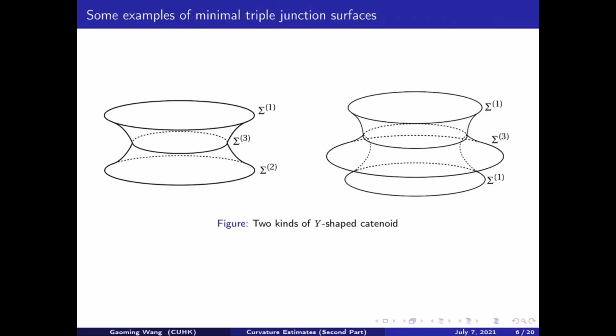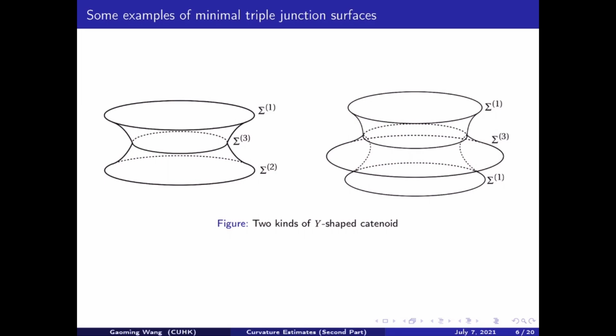Here are some examples of minimal triple junction surfaces. The first non-trivial example is a well-shaped catenoid. Here are two different kinds of Y catenoid. The left one is the standard Y catenoid. It has two catenoid ends and a disk in the middle. Then they make an angle of 2π/3 along this circle.